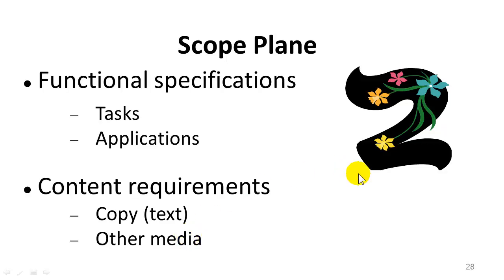The next plane, number 2, the scope. This is where we start identifying what are the functional specifications that we might need. What are some of the tasks involved or applications? The content requirements. What will the content be? What type of media will it be?